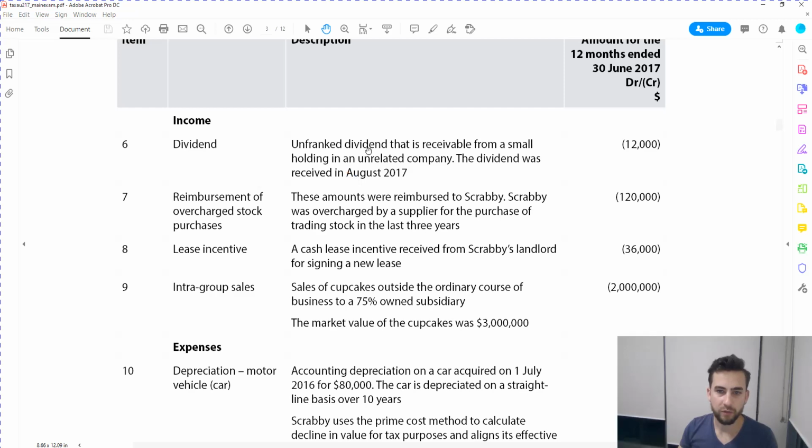Dividend. So we've got an unfranked dividend from a small holding in an unrelated company. The dividend was received in August 2017, and they've got $12,000 in there. Okay, so we need to figure out how to treat this dividend. It looks like they haven't actually included this in their income currently.